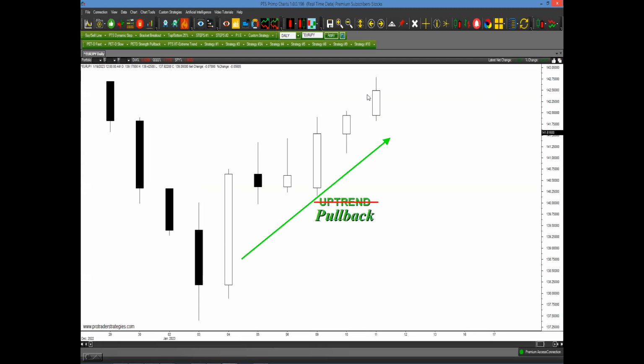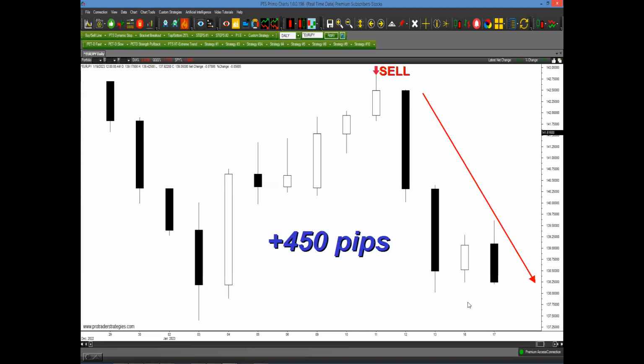Well, not really, because that was a pullback. This was phase 1. This is phase 2. And if we get a signal here, we click on strategy number 9. Yeah, we got a signal right at the very top. And so phase 3 should bring us right back down. And here we are. Potentially could have made 450 pips, almost $5,000 in just about 4 days.